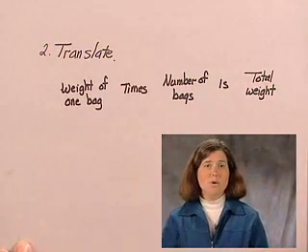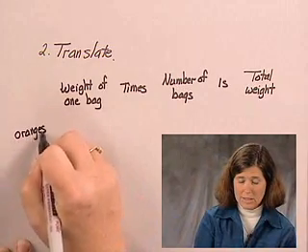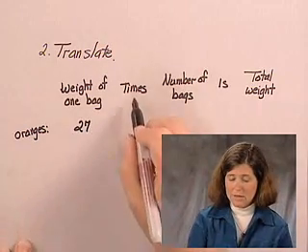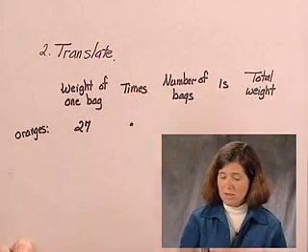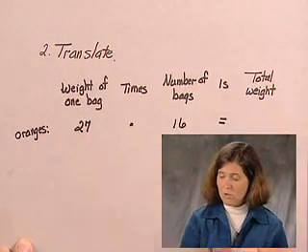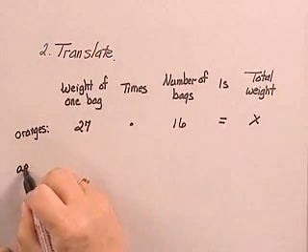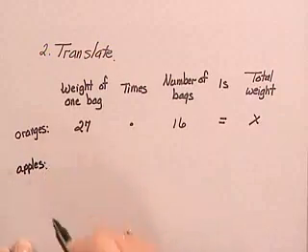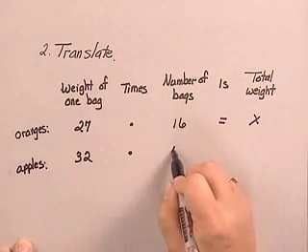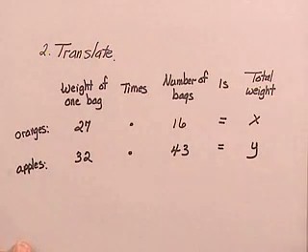Now this is going to be true for both apples and oranges, so I will translate the oranges. The weight of one bag of oranges is 27 pounds. Times translates to a multiplication sign. Number of bags translates to 16. Is translates to equal, and total weight, we call that x. For the apples, the weight of one bag is 32 pounds times the number of bags was 43, and that equals, we call that y.